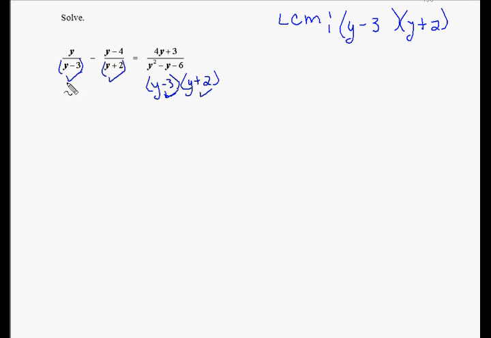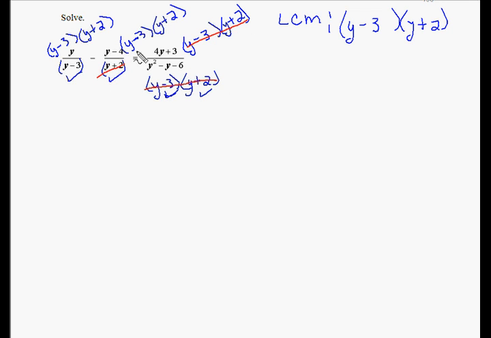So now we multiply by the LCM, both factors, to each term in the problem. The reason why we're multiplying by the LCM is we want to clear out the denominators. So now we want to reduce and make sure that we don't have anything left in the denominator.